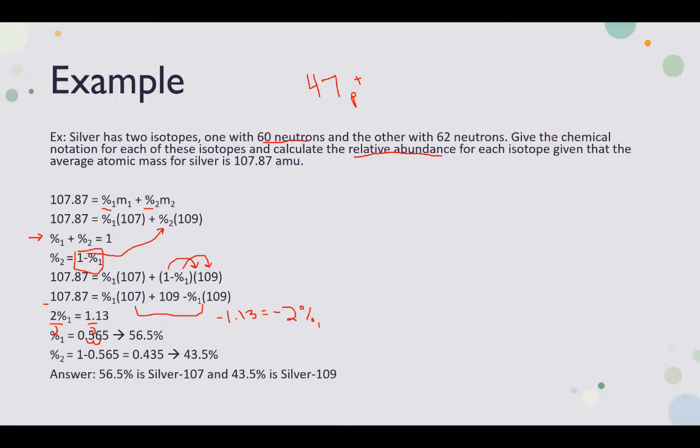The second thing I need to do is give the chemical notation for each of these isotopes. And so when we're talking about the chemical notation for the isotope, we always start with our isotopic symbol or our atomic symbol, which is silver, Ag. The top number is going to be the mass. So this one will have a mass of 107. And the bottom number is our atomic number, or the number of protons. So these are our chemical notations or isotopic symbols for our 2 isotopes of silver.